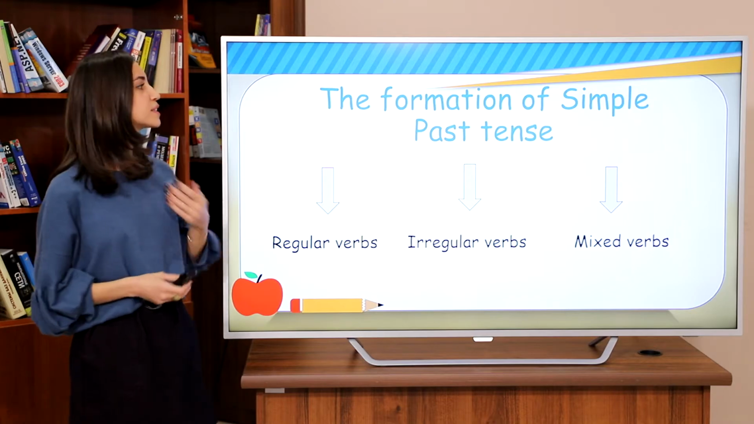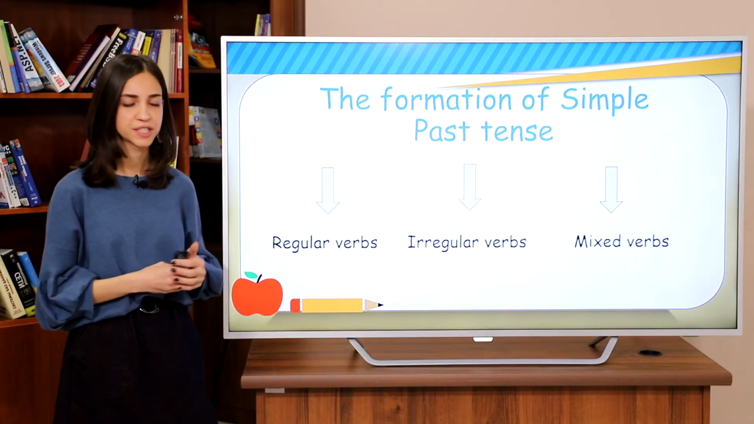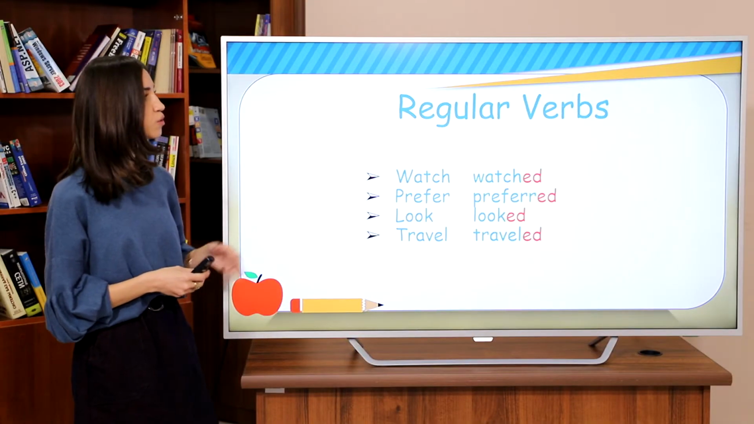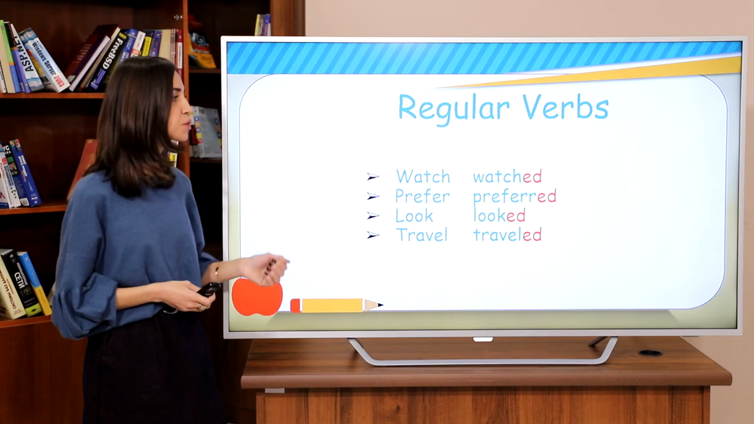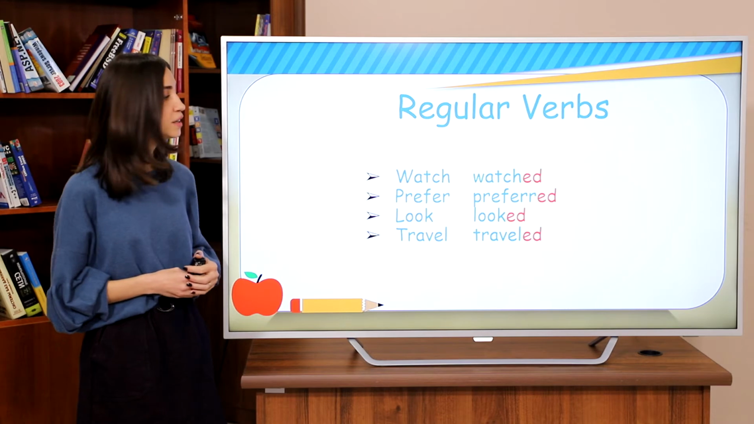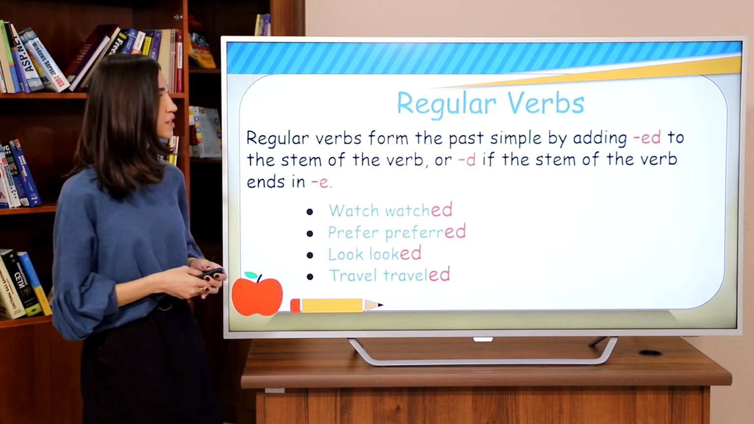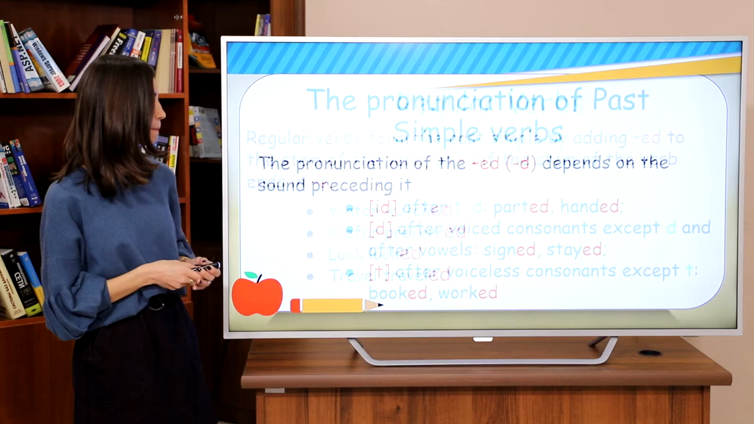So, now let's understand the formation of simple past tense. Here we are going to use regular verbs, irregular verbs, and mixed verbs. So, regular verbs. What do we add when we have regular verbs? Watch, watched. Prefer, preferred. Look, looked. Travel, traveled. Ed. So, regular verbs form the past simple by adding ed to the stem of the verb, or d if the stem of the verb ends in e.